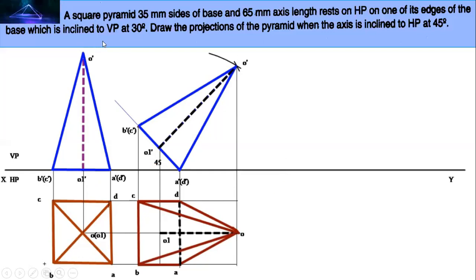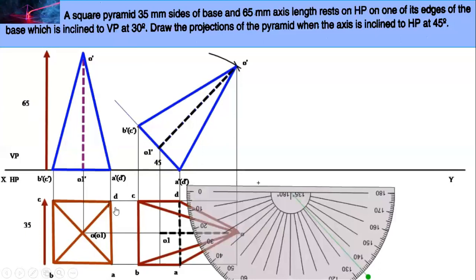Next, it is inclination with respect to VP at 30 degree. So represent the side of the square, that is 35 mm, and the axis height is 65 mm. Whatever the numerical things they have given in the problem, you should represent in the diagram.